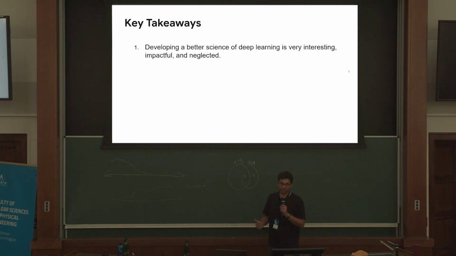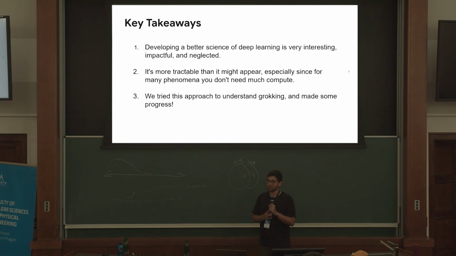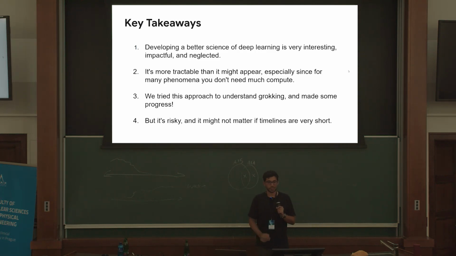All right, so key takeaways from this talk. I think doing better science of deep learning is really interesting. It's impactful and neglected. It seems pretty tractable to me. And we actually tried it to understand Grokking. We made some progress. But it's pretty risky. And it might not matter very much if the timelines are short.